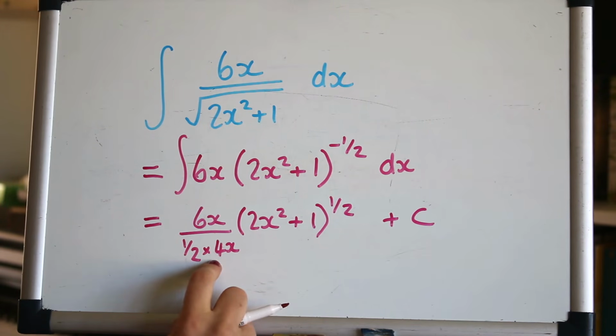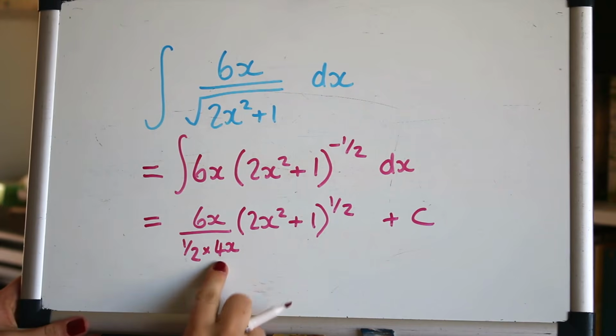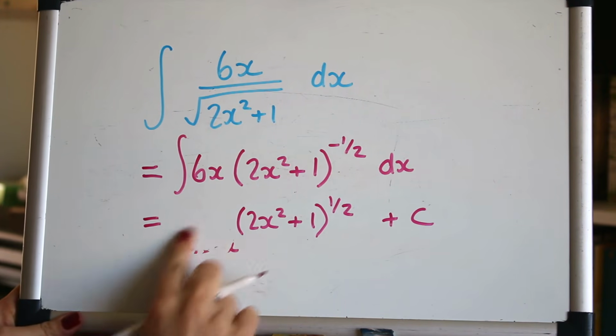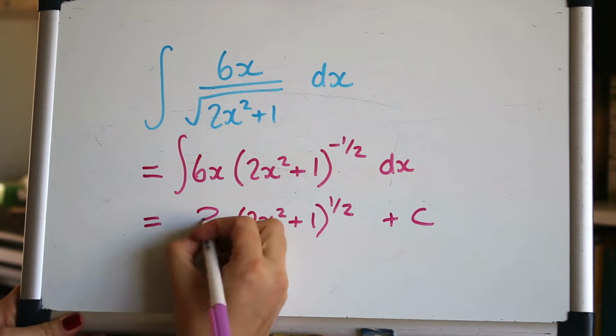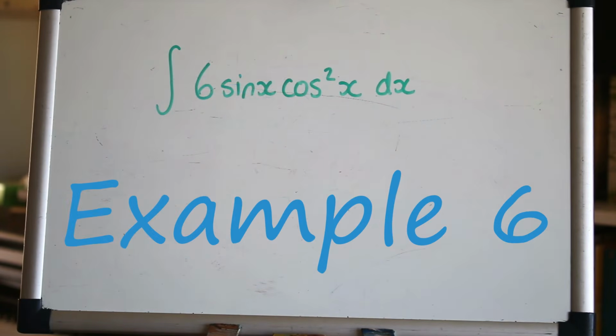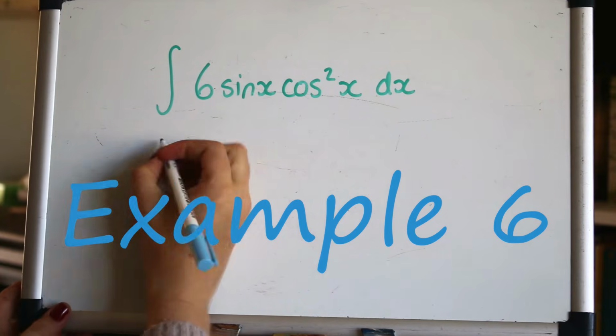Alright, let's simplify this up. So half of 4 is 2, 6 divided by 2 is 3, and the x's cancel, so that all simplifies down to 3. Nice! Okay, we need some more trig. Let's have a look at this one.